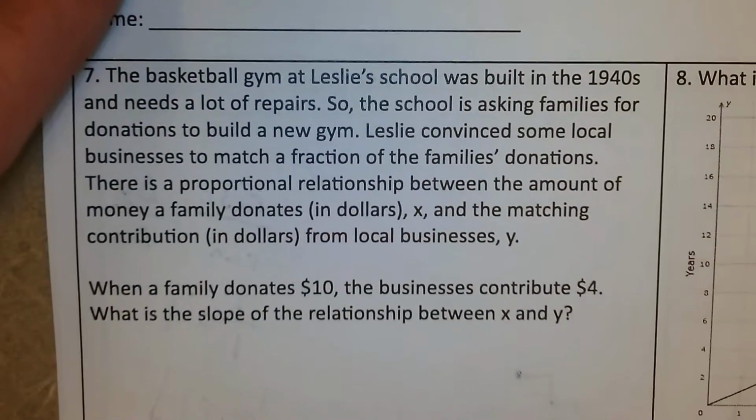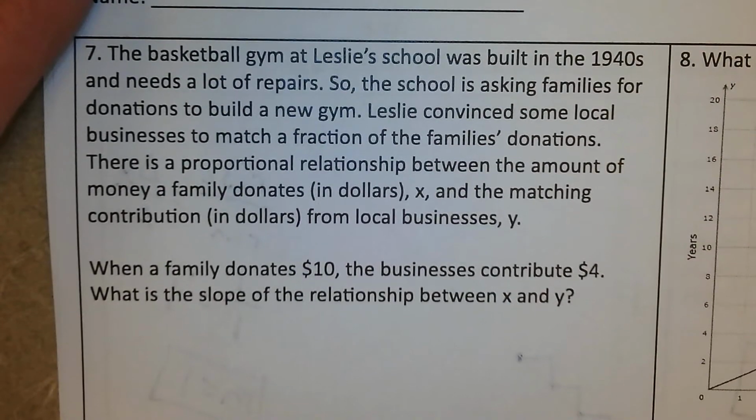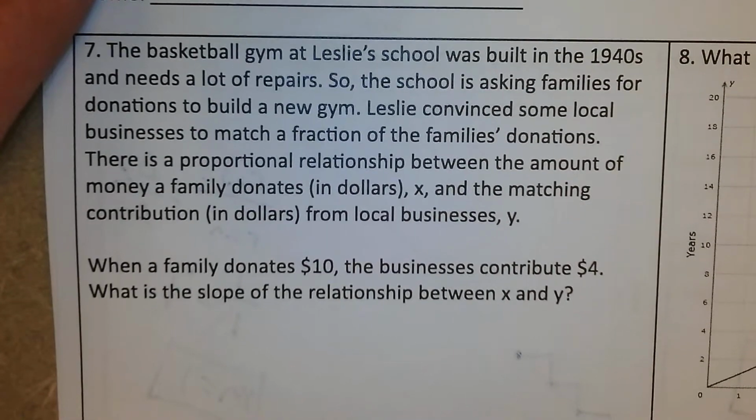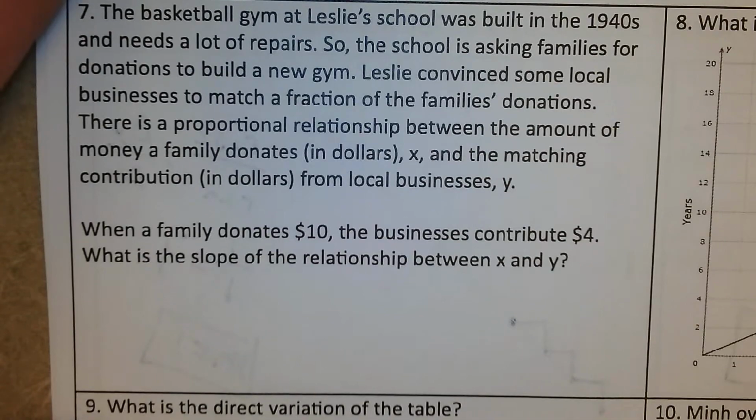So we're going to go to the next page, looking at number 7. We're going to read a word problem now. So the basketball gym at Leslie School was built in the 1940s, needs a lot of repair. So the school is asking families for donations to build a new gym. Leslie convinced some local businesses to match a fraction of the family's donations. There is a proportional relationship between the amount of money a family donates in dollars, X, and the matching contribution in dollars from local businesses, Y.